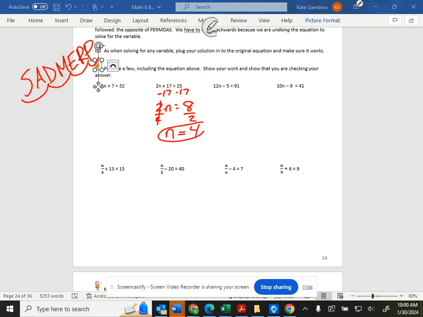So I have what my variable equals. I'm gonna put it into my equation and see if it works. So I'm gonna say 2 times 4 plus 17, does that equal 25? So 2 times 4 is 8 plus 17. And on this side it's 25. 8 plus 17, I'm going to use my calculator. Instead of just saying, yep, it does, I'm going to use the calculator and make sure I'm doing my math correctly. Does 8 plus 17 truly equal 25?